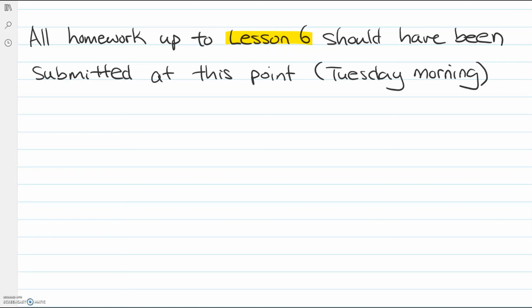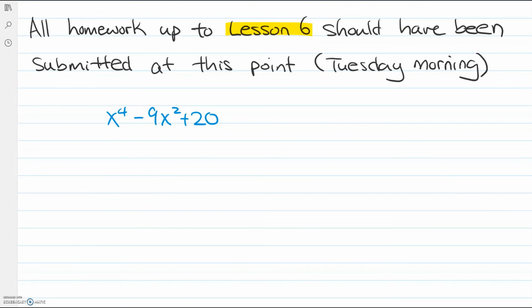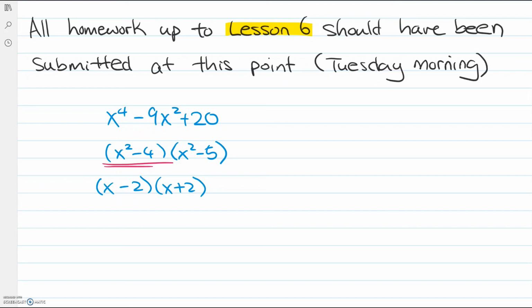So this is the common error where you have x to the power 4 minus 9x to the power of 2 plus 20. I know you know how to do this because I have seen correct answers from you guys, but I've also seen a lot of incorrect answers just due to carelessness. So we have x squared minus 4 and x squared minus 5. But you're not done. Okay, at this point, look for other things that you can still factor out. So we have x minus 2, x plus 2, factored out from our difference of squares. And then we have x squared minus 5. Okay, so that's your final form.